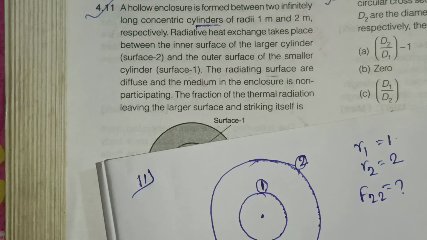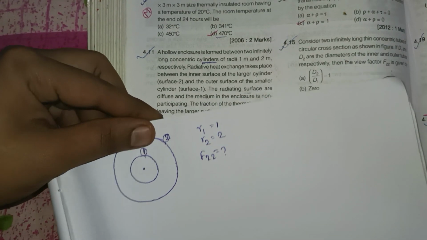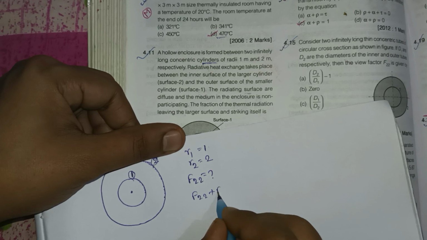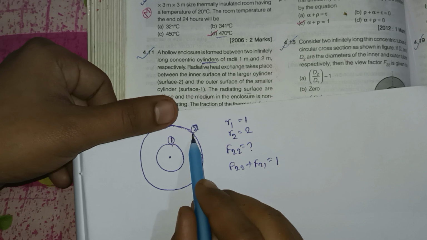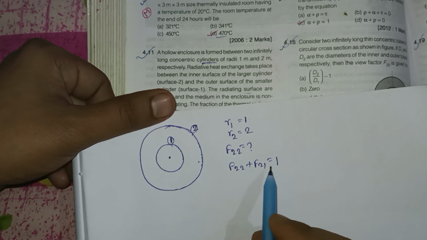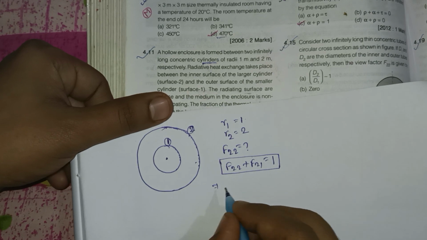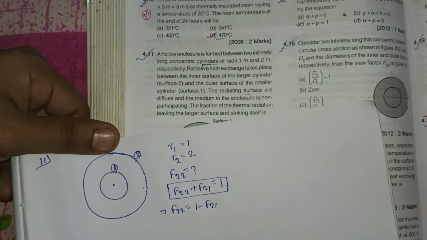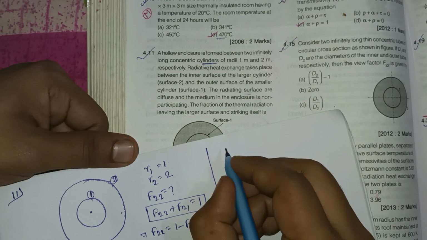So how do you find out this value F22? Here you know the formula for the view factor. From the summation rule, F22 plus F21 is equal to 1. That means the fraction of heat transferred from 2 to 2 and the fraction of heat transferred from 2 to 1 will be equal to 1. This is a very, very important formula. So from here F22 is equal to 1 minus F21. So how do you find out this value F21? If you want to find the value of F21, you have to apply the reciprocity theorem.